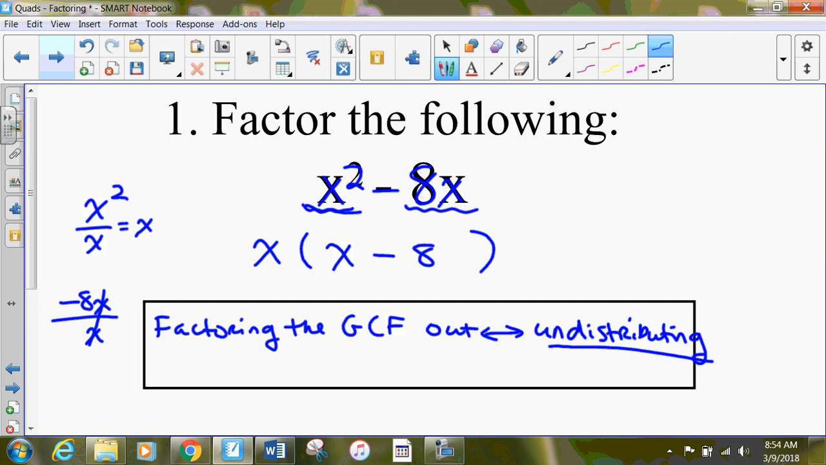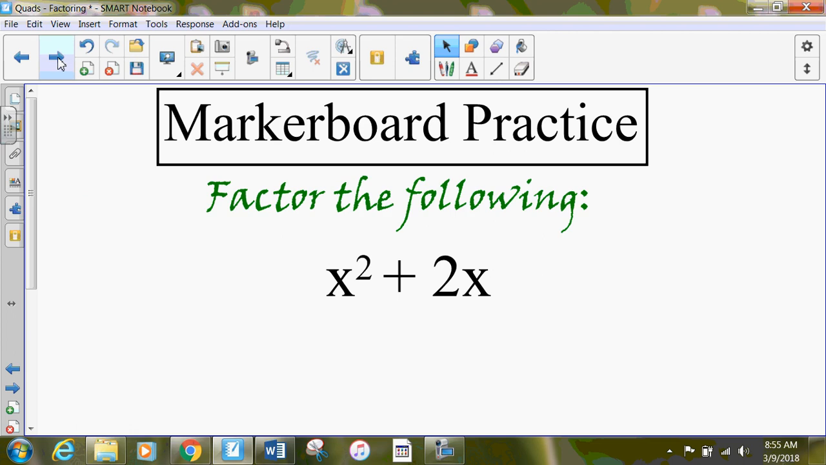And if you think about it that way, that may help. So the first skill that we're going to learn before we can jump back into solving quadratic equations is this idea of factoring the greatest common factor out. So factoring what goes, the biggest thing we can think of that goes into both of our terms, or maybe even 3 or 4 terms, and it's undistributing. So let's go ahead and switch to marker boards and see if we can practice this. Go ahead and pause and then come on back.